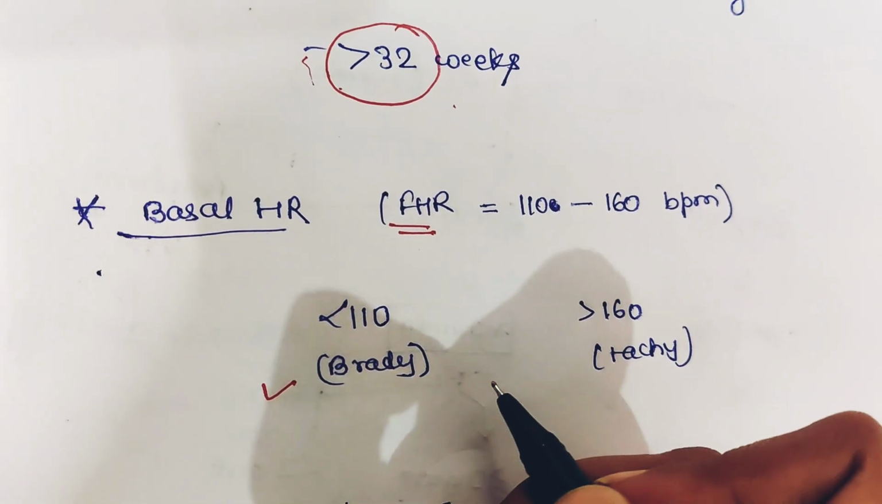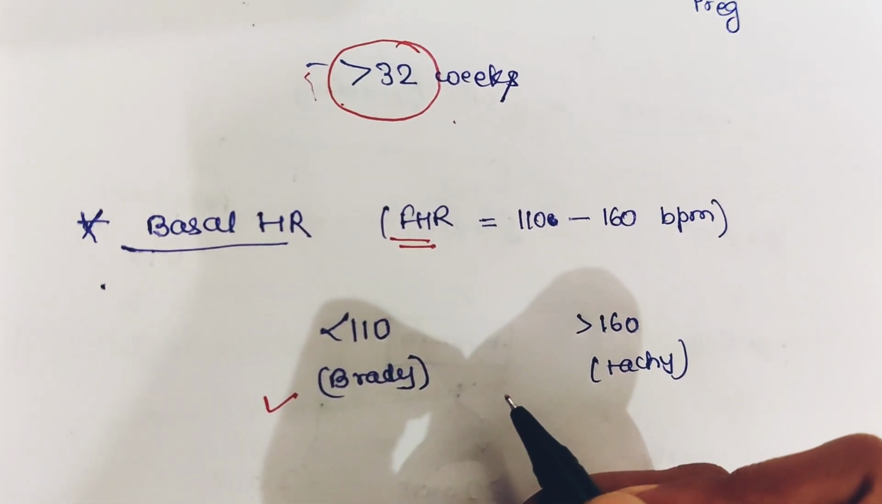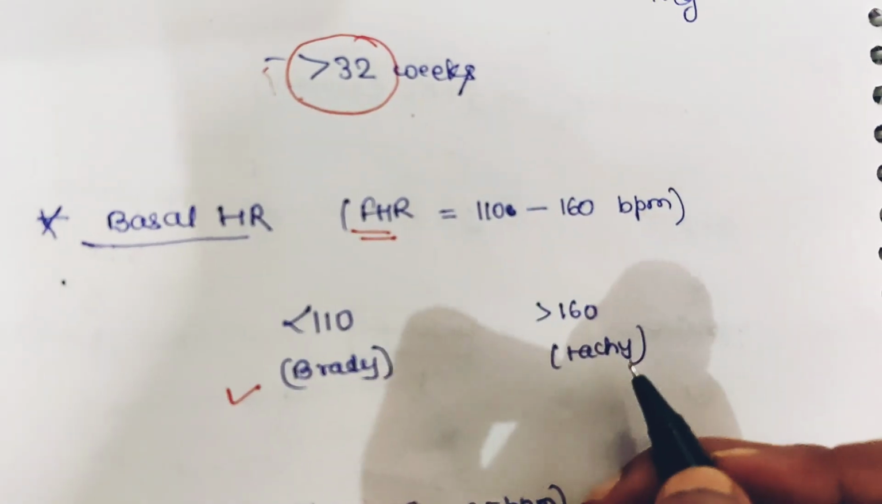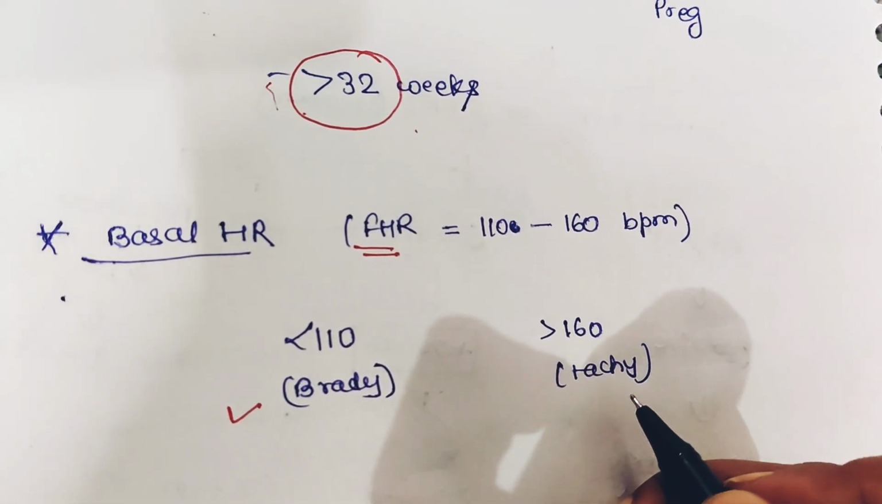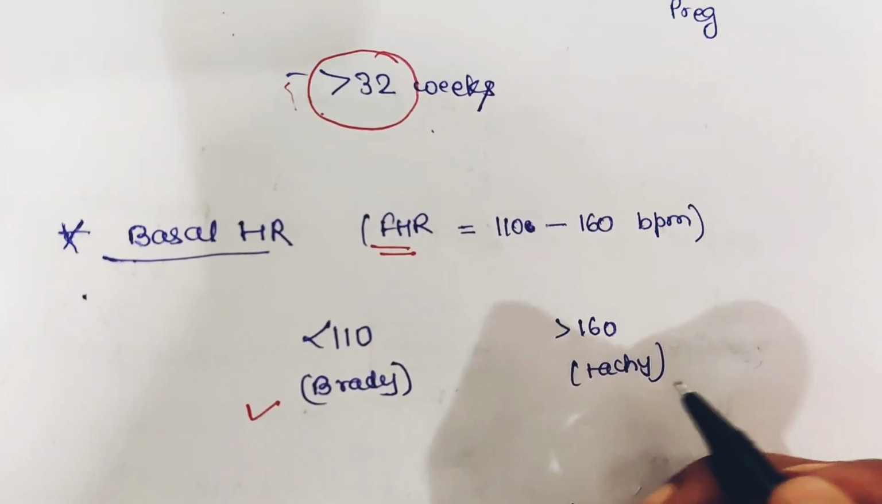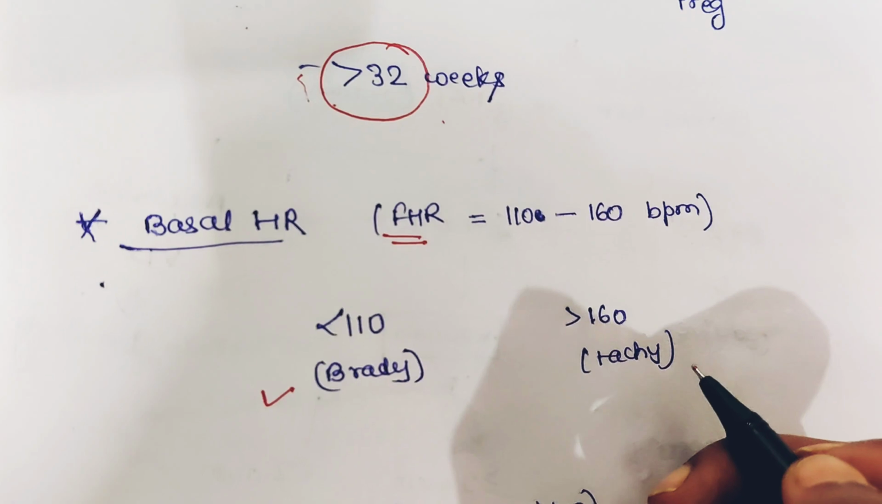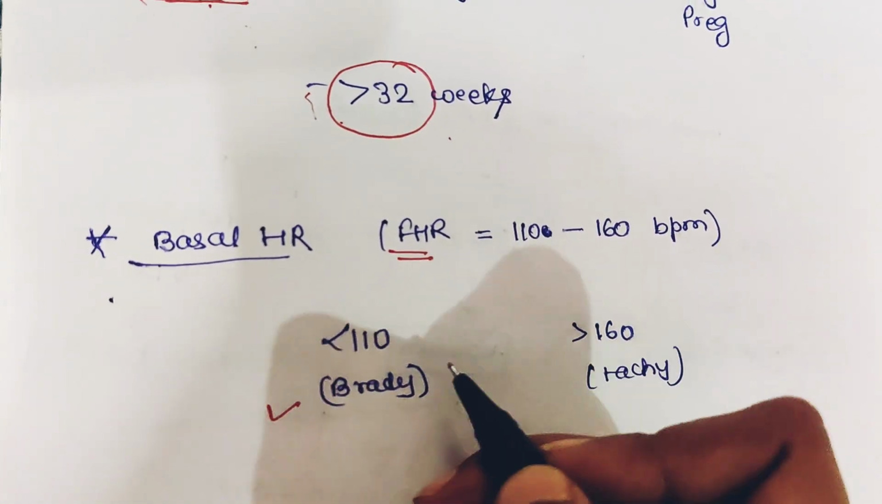Bradycardia may be due to head compression, fetal distress, or heart block. And if the rate is more than 160, we call it tachycardia. Tachycardia may be due to maternal fever, cardiac arrhythmia, or some drugs like atropine or terbutaline, or it may be an indicator of fetal distress. So both may be indicators of fetal distress.